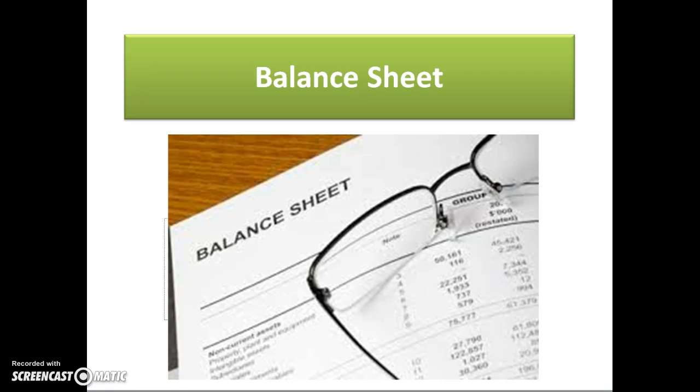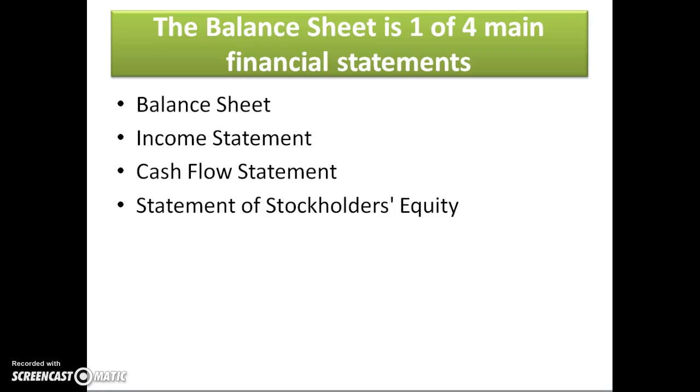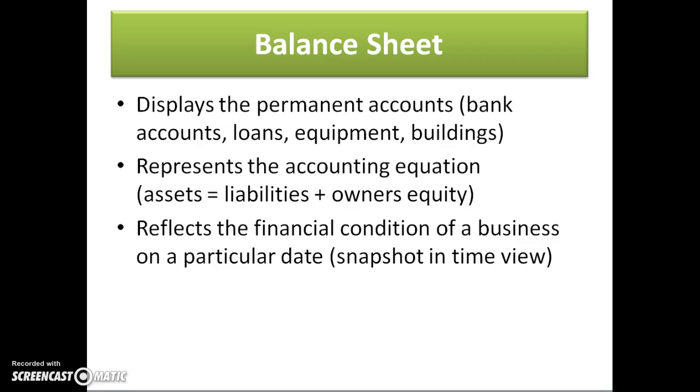Next, we will take a look at the balance sheet. The balance sheet is one of 4 main financial statements within a company's structure. The balance sheet is also joined with the income statement, the statement of cash flow, and the statement of stockholders' equity. The balance sheet itself displays the permanent accounts, bank accounts, loans, equipment, and buildings. It represents the accounting equation, assets equal liabilities and owner's equity, and reflects the financial condition of a business on a particular date and time.